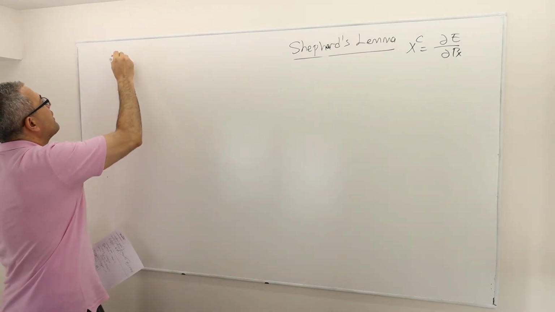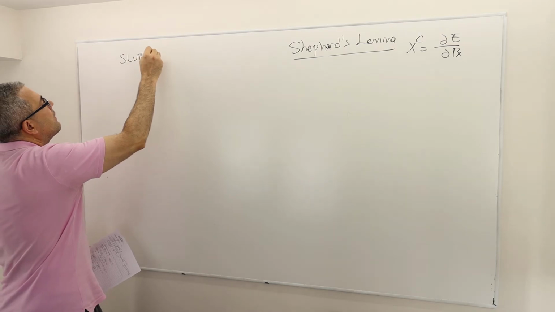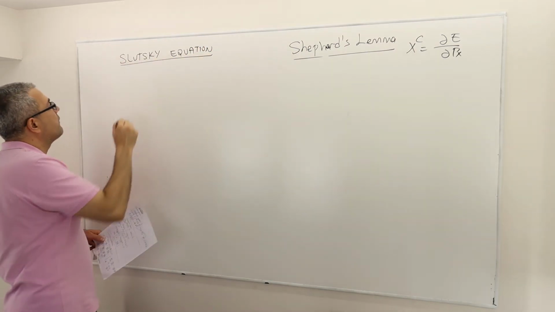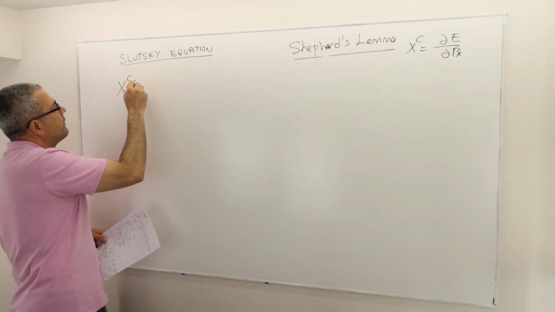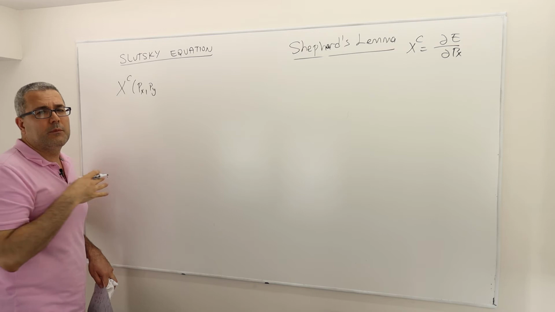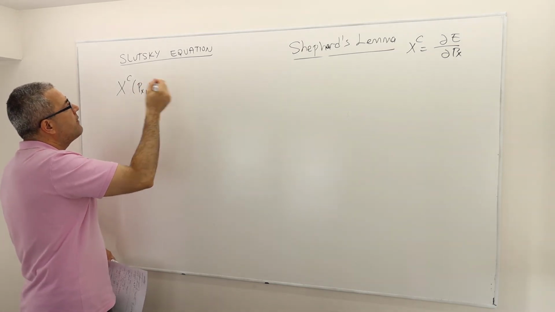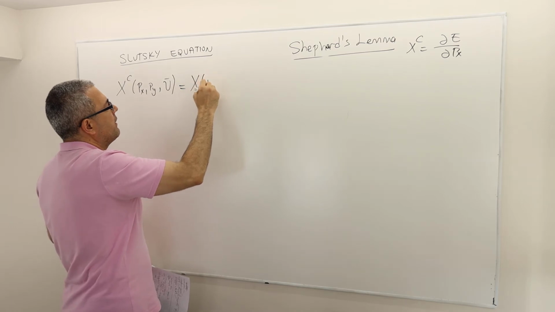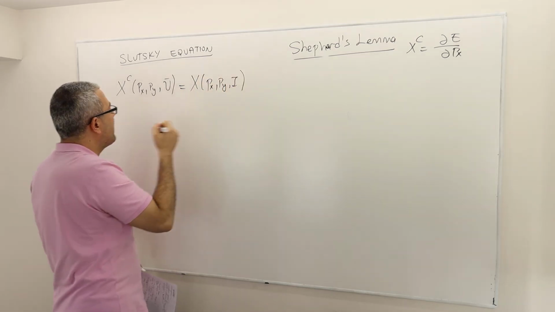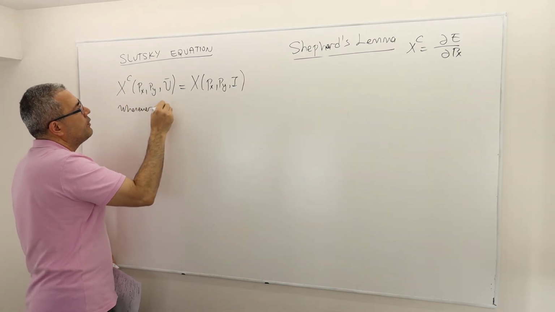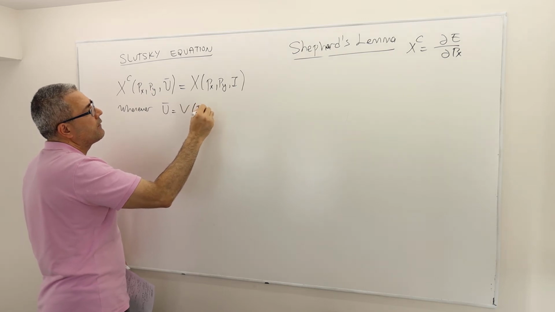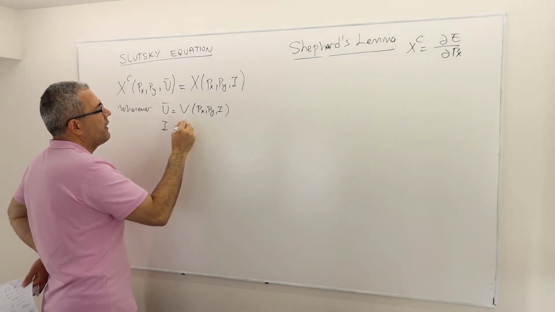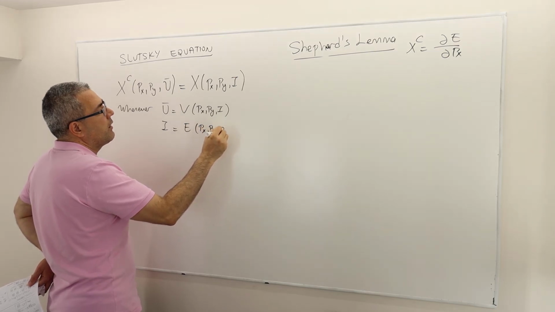So the Slutsky equation starts with the following observation. If you remember, the compensated demand curve calculated at Px, Py, again for simplicity assuming there are two goods, and the utility level U bar is equal to the Marshallian demand calculated at Px, Py, and income, whenever U bar is in fact the maximum utility you get under these Px, Py, and income, and the income is in fact the expenditure at prices Px, Py and the utility level U.